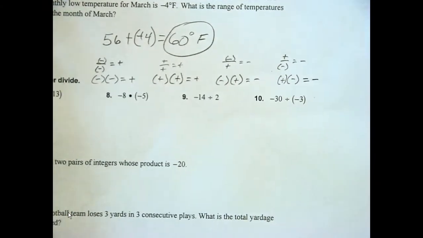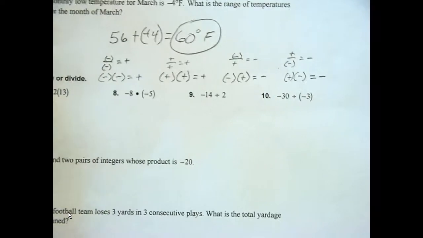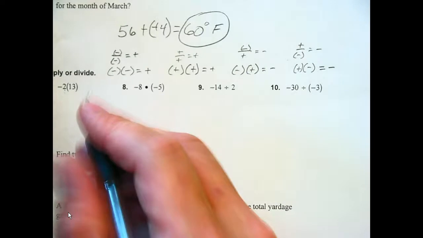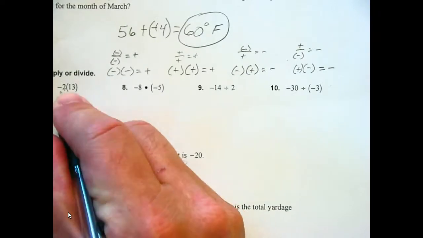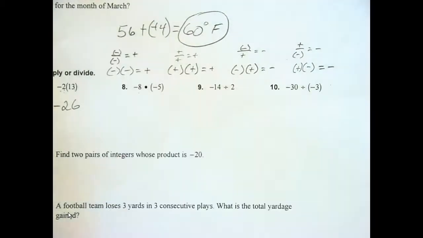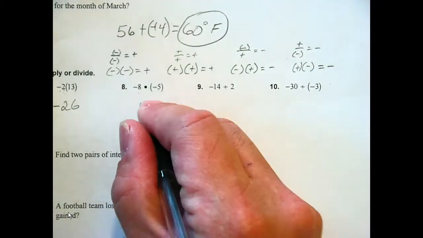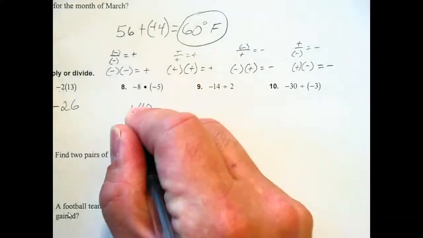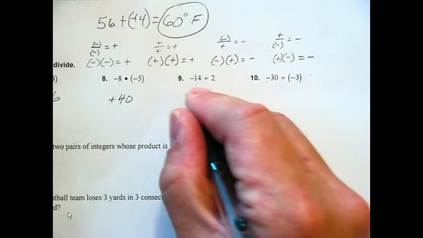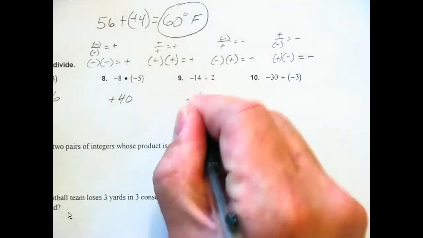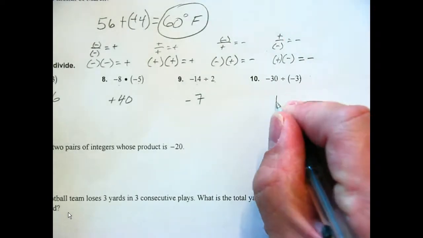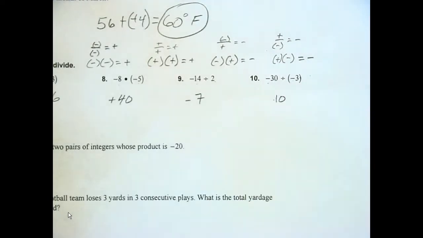Okay? So if I'm looking at those, negative 2 times 13 is, well, 2 times 13 is 26, and negative times positive is negative. 8 times 5 is 40, and negative times negative is positive 40. 14 divided by 2? 7, and negative divided by positive is negative. And 30 divided by 3? 10, and negative divided by negative is positive.